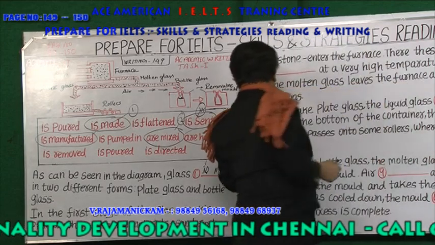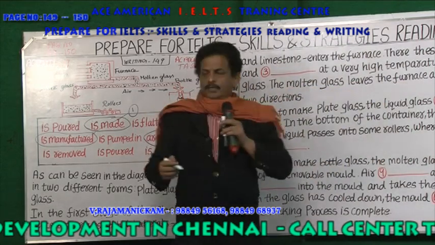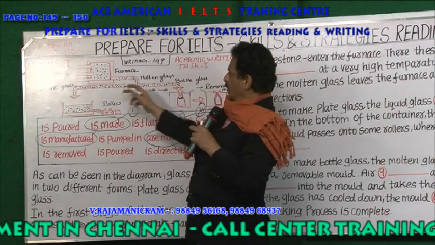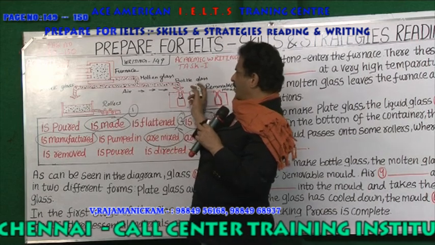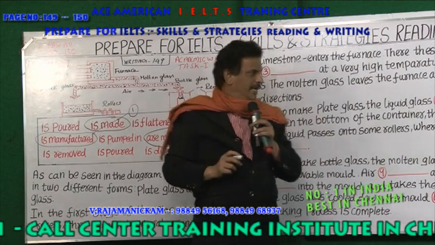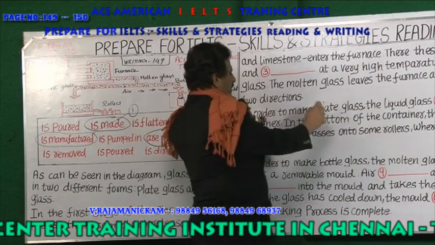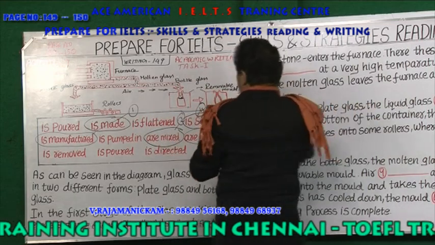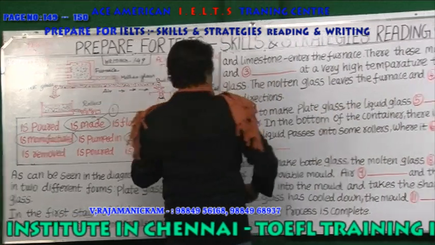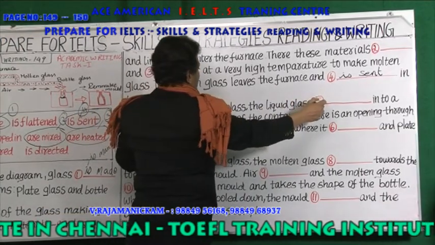Is sent in two directions, okay. In two directions it goes. One is for plate glass manufacturing and one is for bottle glass manufacturing. So, in order to make plate glass, this is the plate glass, sir. The liquid glass, number five, what is that?